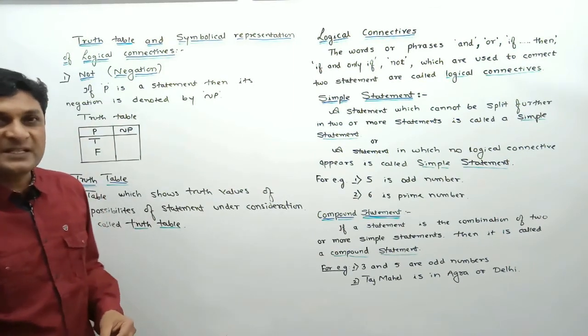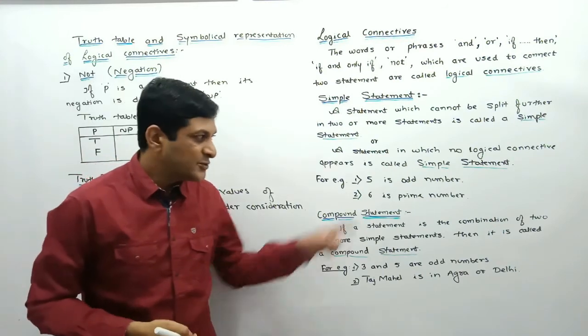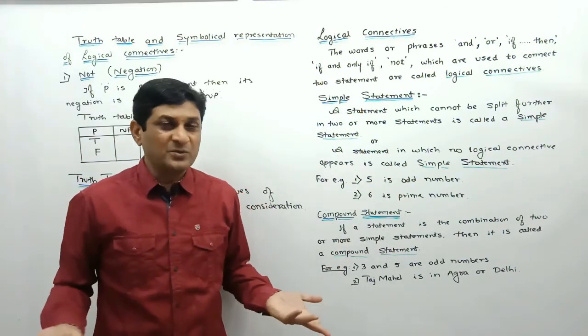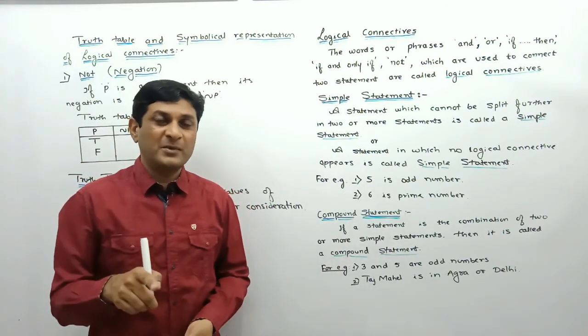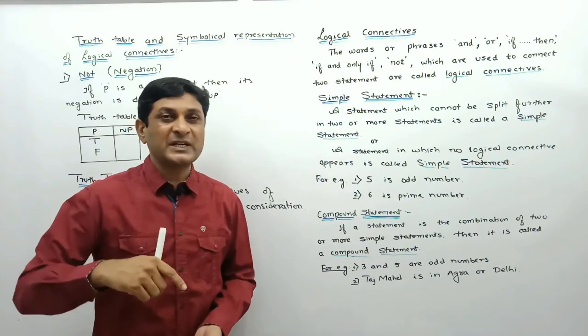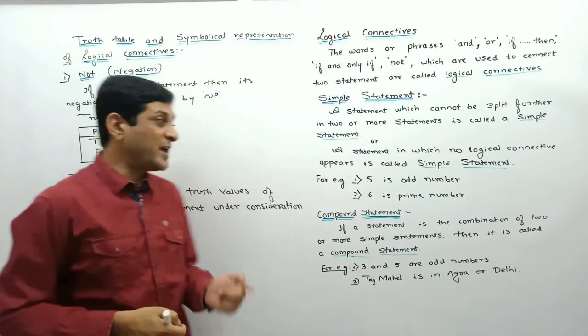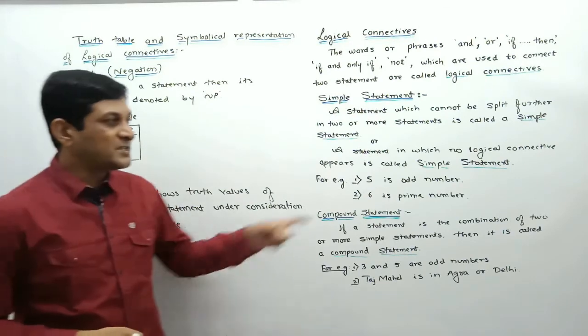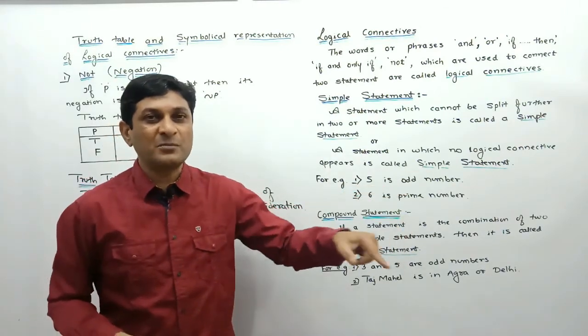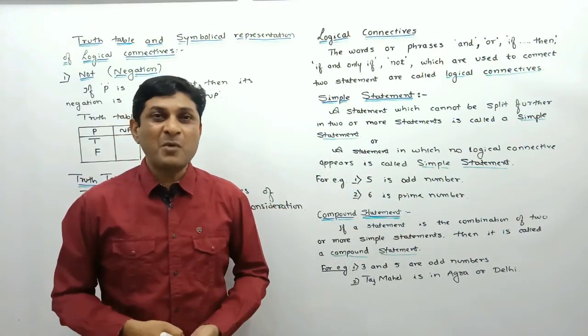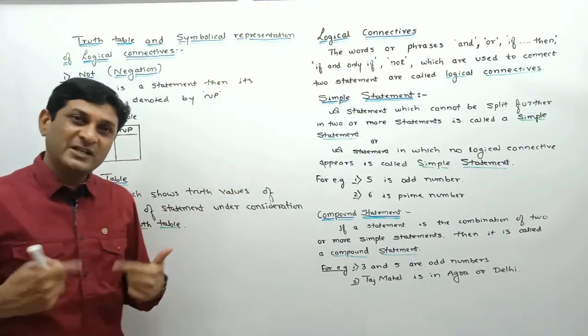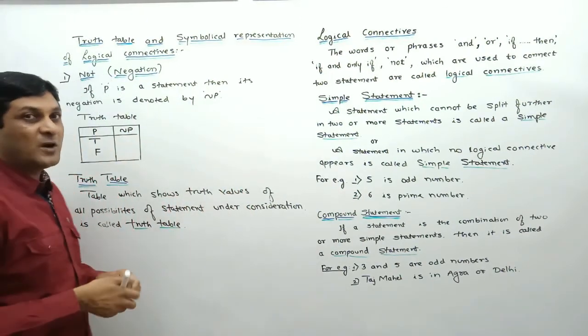Just consider one example of true statement. So 5 is odd number. Is it true? Yes, 5 is a odd number, it is true. Now if we are using negation in it, means if we are using not in it, what result we will get? 5 is not odd number. Now what you can say about truth value? 5 is odd number is true and 5 is not odd number means what?